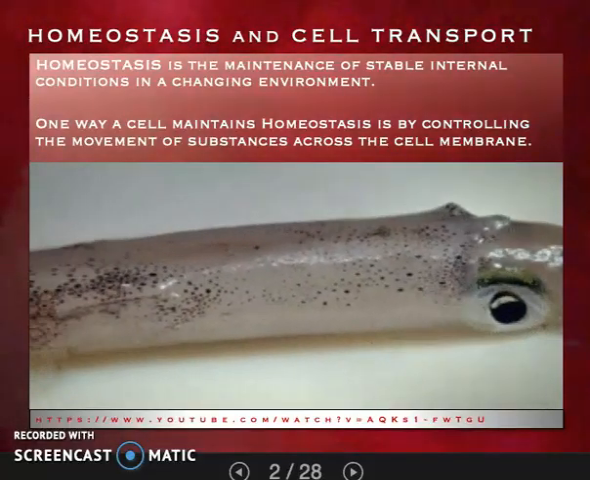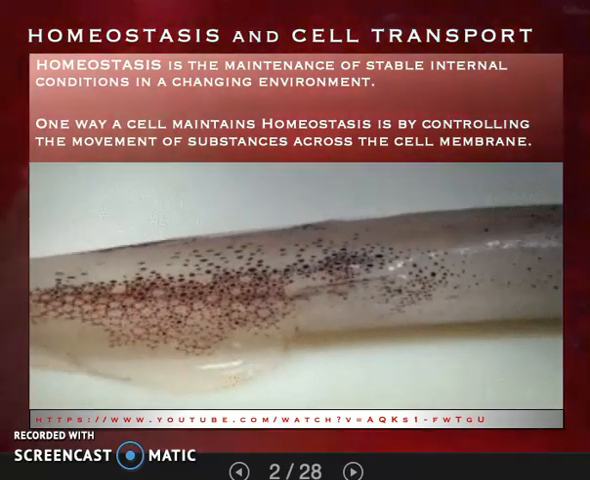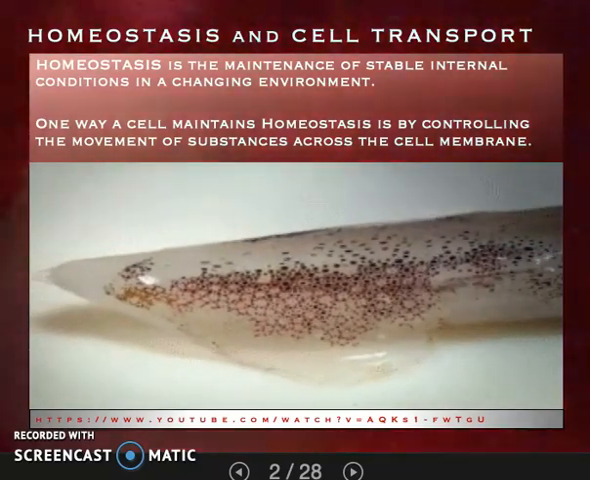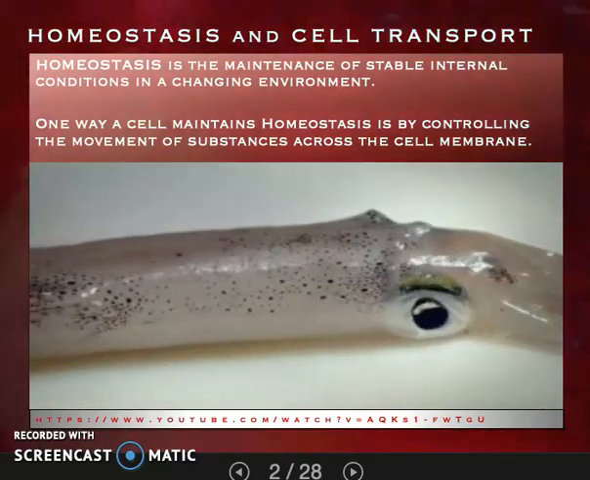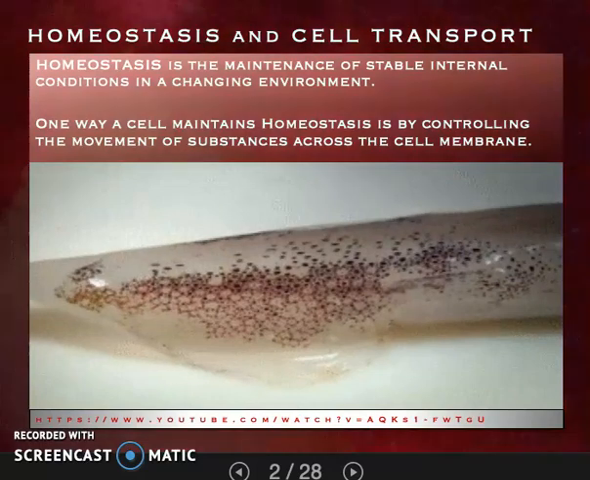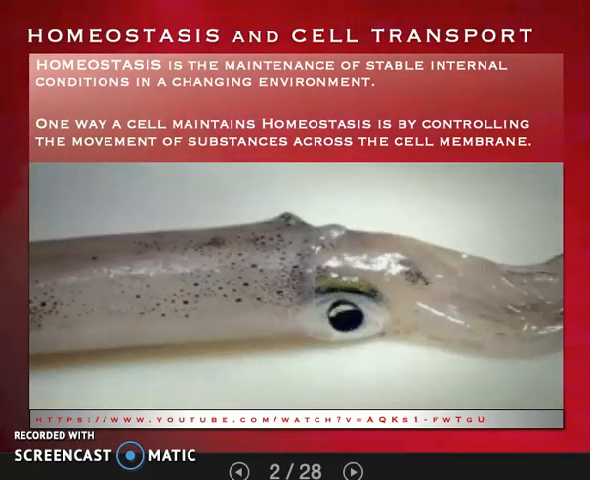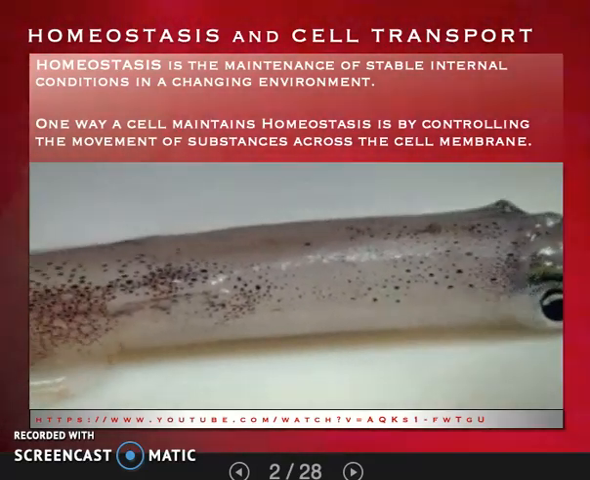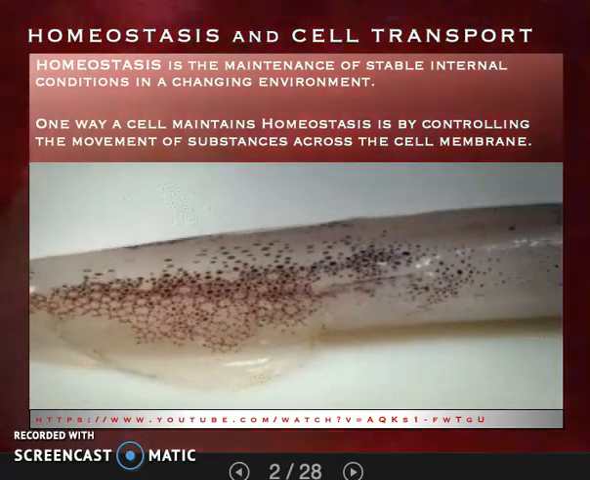Well, those are actually structures called chromatophores, and you find them in squid and the mollusks and other creatures like a chameleon. They can move pigments around to change their color. And so this is an example of cell transport, a little more sophisticated than the one we're going to cover, but I thought it was an interesting picture.